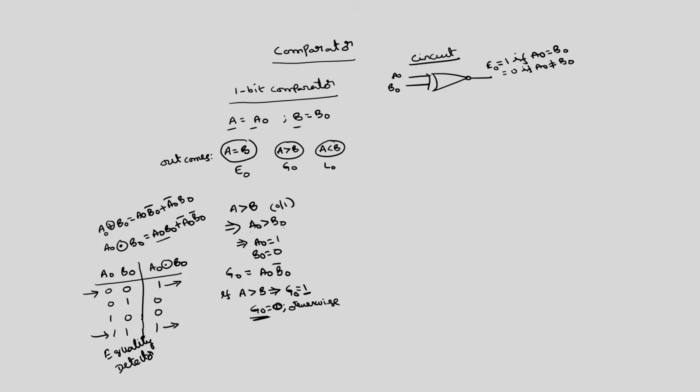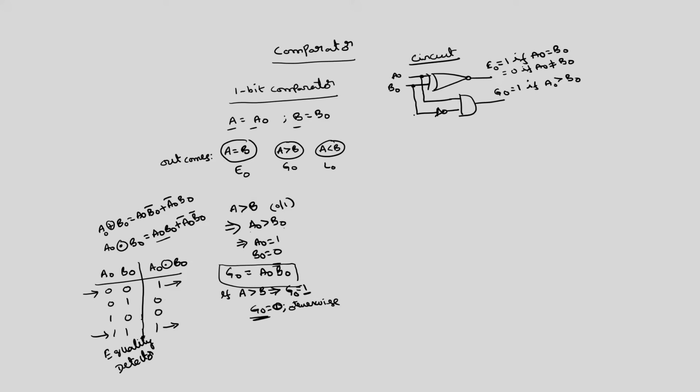So, how to implement this? Only one bit. The expression for the greater than operation is A0 B0 bar. You take A0 as it is and B0 through a NOT gate, and apply them to the AND gate, and this will give G0. G0 is equal to 1 if A0 is greater than B0. A0 itself is A here because it is a single bit.